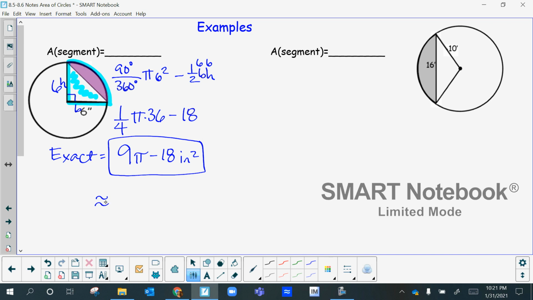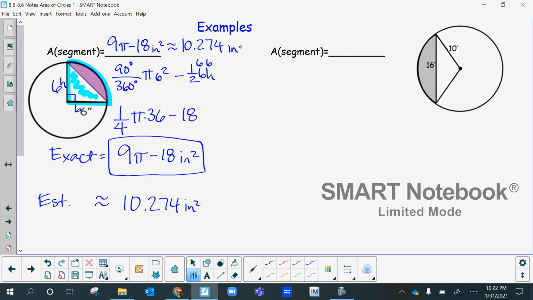Okay, and then an estimate would be to just put that in our calculator. So I'm going to write it up here. This is the exact: 9 pi minus 18 square inches. And then we'll put the estimate. So let's go ahead and put that in my calculator. 9 times pi equals about 28.274 minus the 18. That's about 10.274 square inches. So about 10.274 square inches. Okay, so you know how to do the exact answer and the estimate.